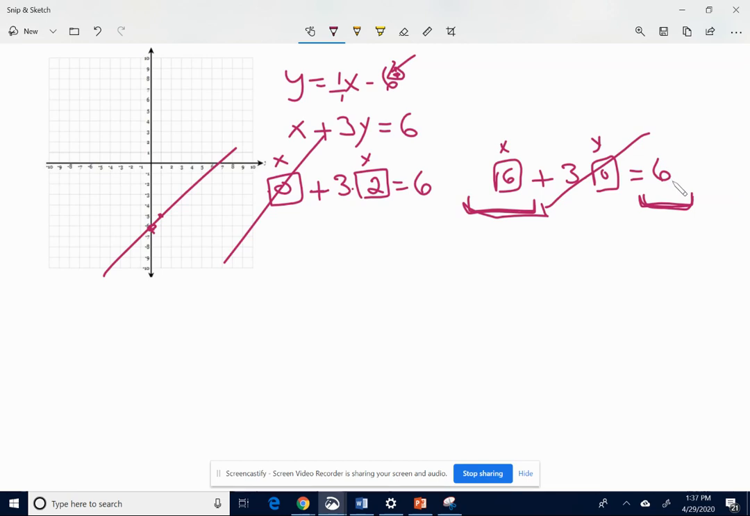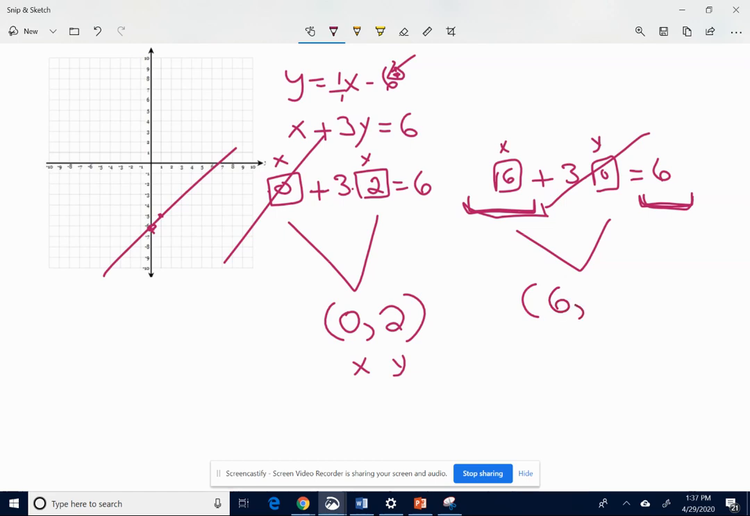Okay, and then what you can do with those 2 sets of numbers, that 0, 2, that's just a point. X is 0, y is 2. The second set of numbers, 6 being x and 0 being y, that's just the second point on the graph. See, these are 2 points on the graph of the second line. So 1 point on that second line is 0, 2. So I'm going to find 0 on the x-axis, go up to 2, and put it right there.